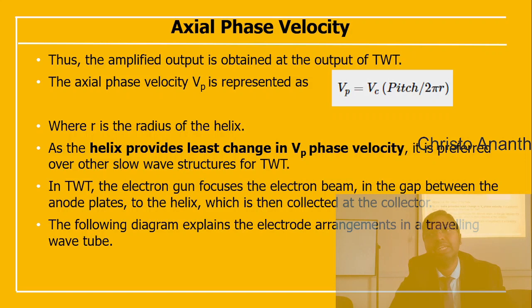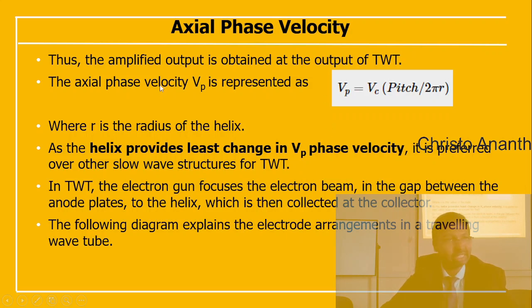Here we will be calculating the axial phase velocity. It is given as Vp, which is equal to the pitch divided by 2 pi r, where 2 pi r is the circumference of the helix, 2 pi multiplied by the radius, and r is the radius of the helix. As the helix provides the least change in this phase velocity, it is preferred over other slow wave structures for the TWT.